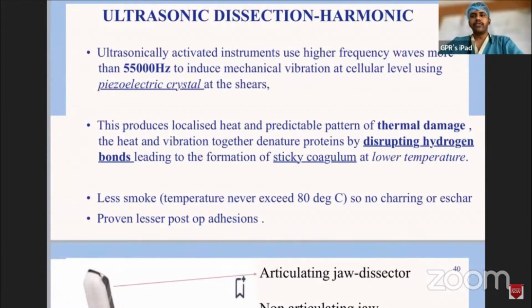It uses a waveform of more than 55,000 hertz produced by the piezoelectric effect at the tip of the active blade. This disrupts the hydrogen bonds within the tissue and produces a sticky coagulum at lower temperature. The temperature produced by the Harmonic will not be more than 80 degrees centigrade, and it produces comparatively lesser charring as well as lesser smoke. The amount of postoperative adhesions is also comparatively lower.